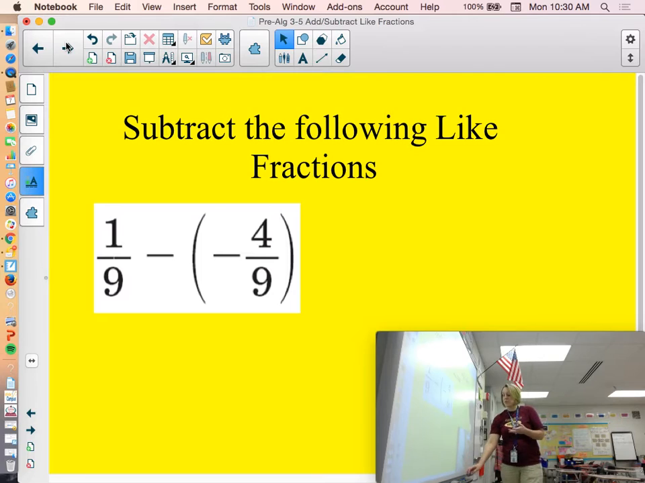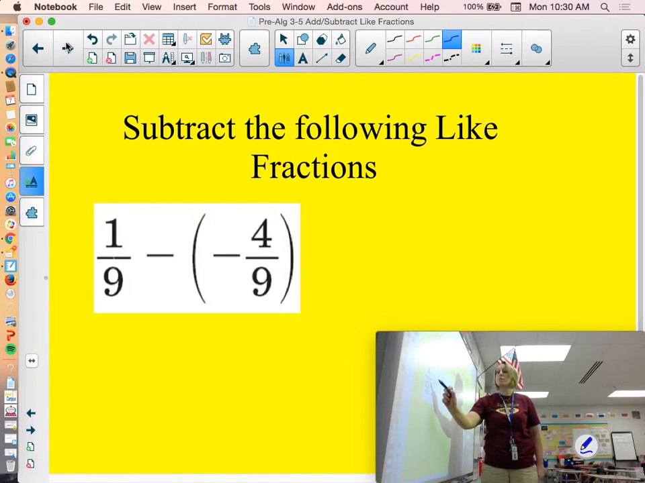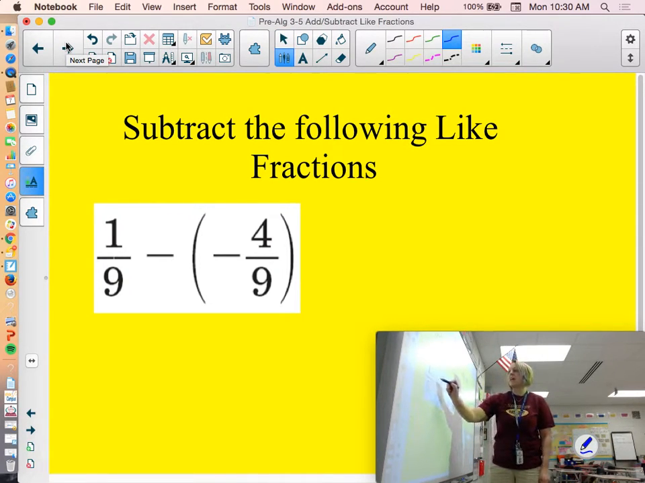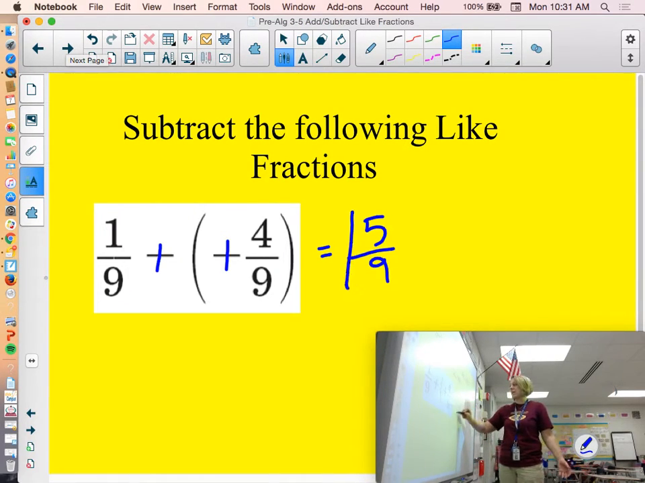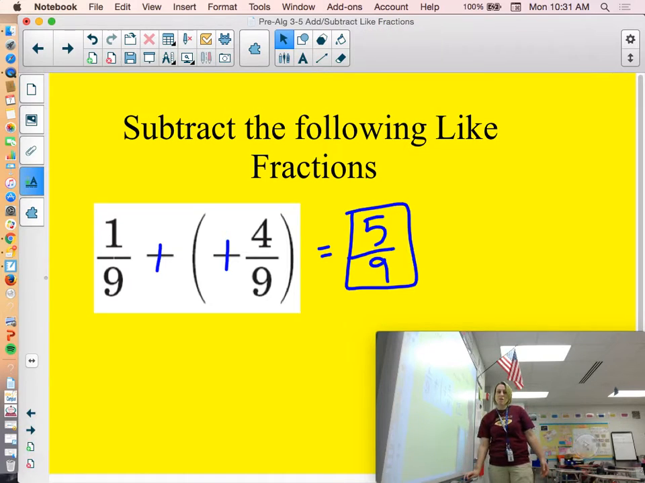All right, we also have to look at some subtraction. So we're going to do this one together. Remember, with subtraction, the only difference is we have to do stay, change, change. So now it's really easy. Do you see how we just do 1 plus 4 is 5, and then the 9 stays the same. And that can't be simplified, so that's our answer, 5/9.